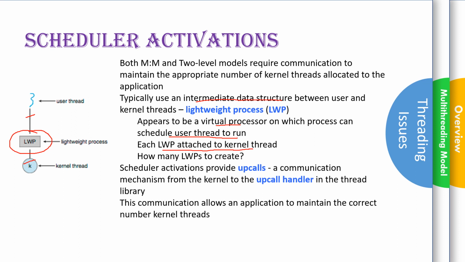So scheduler activation here is required for providing a communication mechanism between the kernel threads and the user threads. Any signals that are coming to the kernel threads have to be provided to the user threads, and that is done using upcalls. For this, there is an upcall handler that takes care of this communication. This communication allows an application to maintain the correct number of kernel threads that are required. So this is how we solve the threading issues.